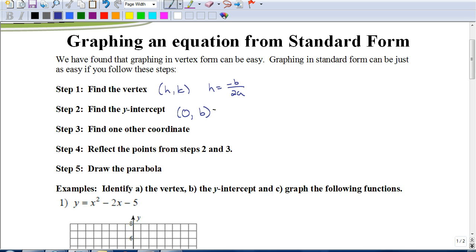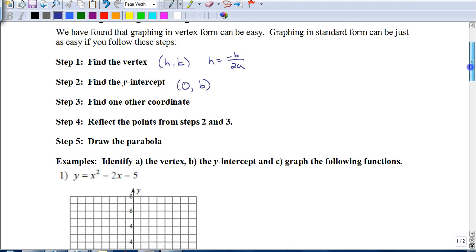With graphing these, we only need one other coordinate to be able to get a good graph. In some situations, just having the y-intercept and the vertex will be enough. But to get a better idea of what the graph looks like, it's always best to have 5 points. Once we know the vertex, the y-intercept, and another coordinate, if we reflect the y-intercept and the other coordinate over the line of symmetry, we're going to get the shape of our parabola. So let's follow these steps here.